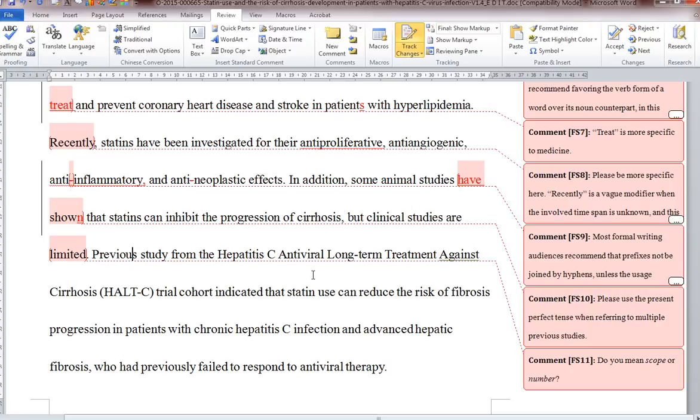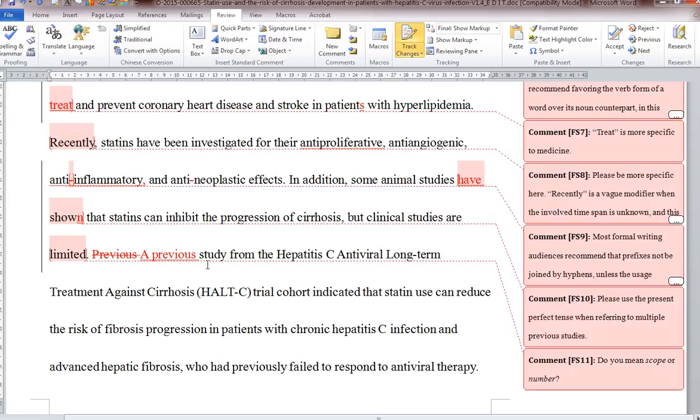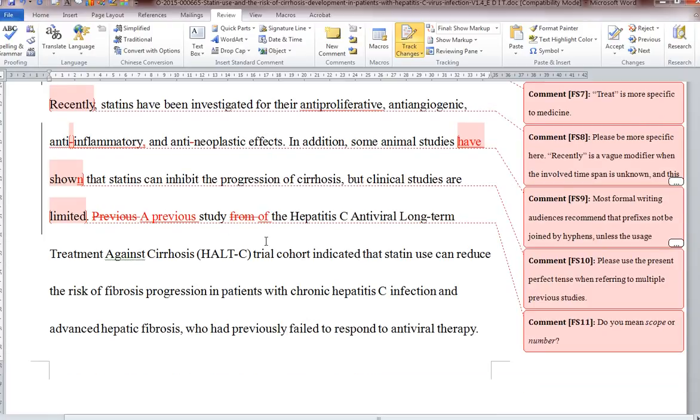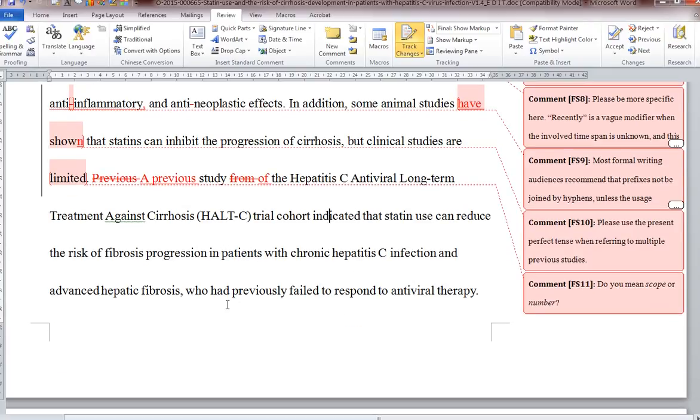Okay, previous study from. This is problematic already because study can be non-countable, but in this instance it's clearly countable. Okay, I'm thinking with study, taking a look at the rest of it, I think they do mean a previous study rather than previous studies. Okay, from the hepatitis C trial cohort, I'm going to use of here. Okay, this looks fine. I want to get rid of this.